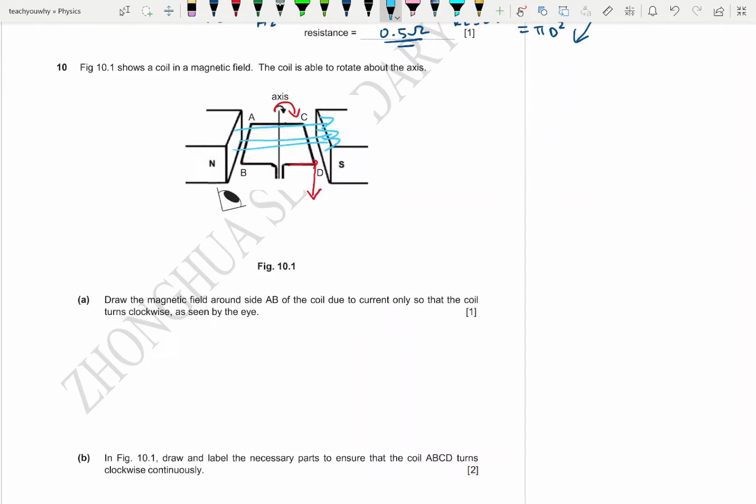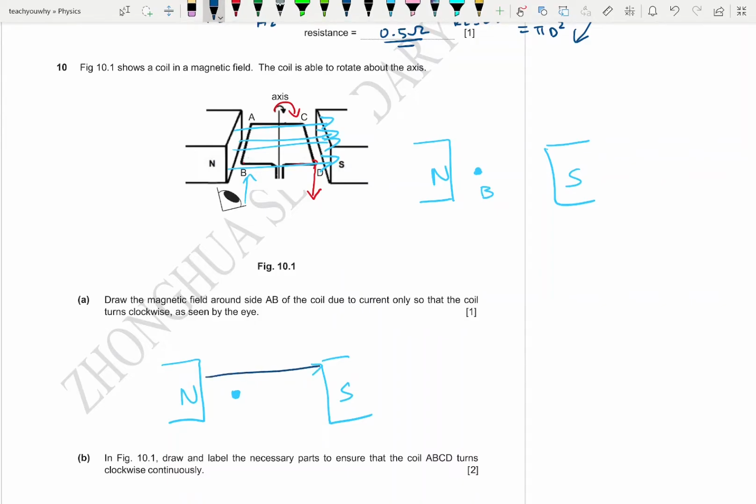there is a force this way. Okay, so let me draw it this way so you can better see. So when you're looking into B, okay, so this is B. Okay, how about I draw it here? So north, south, this is B. Now we have a magnetic field this way. Let me change another color. We have magnetic field from north to south.